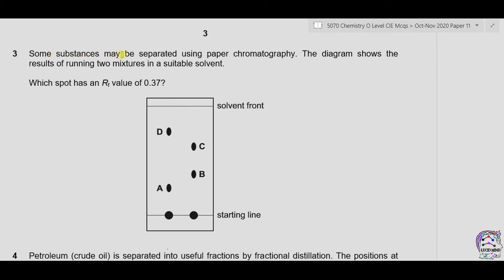Question number 3. Some substances may be separated using paper chromatography. The diagram shows the result of running 2 mixtures in a suitable solvent. Which spot has an RF value of 0.37? Now we know the formula of retention factor, which is RF. It is equal to the distance traveled by spot divided by the distance traveled by solvent. Now the distance is always measured from the starting line or baseline.